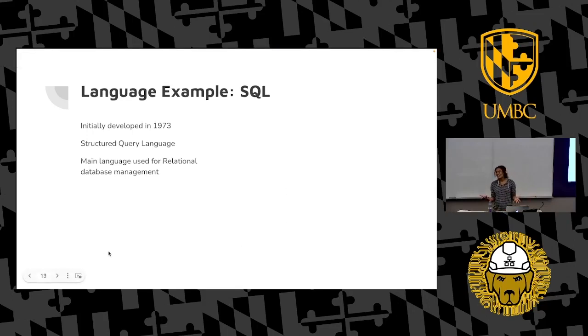So, like I said earlier, an example of a query language is SQL. It was initially developed in 1973 by IBM to query their databases, and eventually it became more of a standard for databases in general. It stands for Structured Query Language, and as stated there, it's the main language used for relational database management. If you take databases here at UMBC, that is the language they will use. And I think that's all I had to say on that.